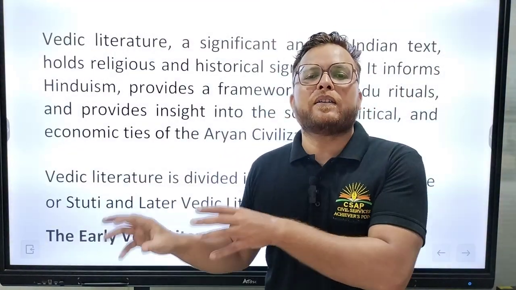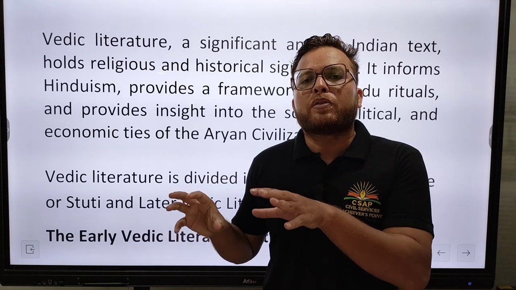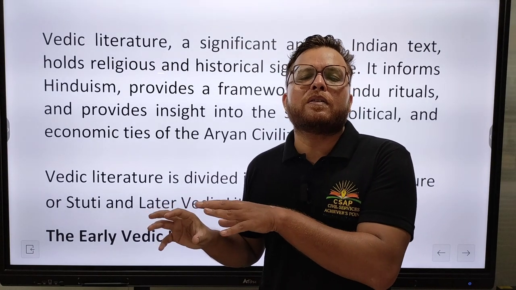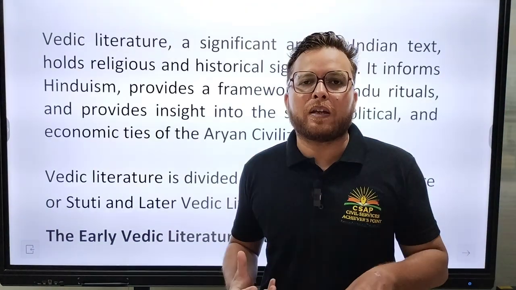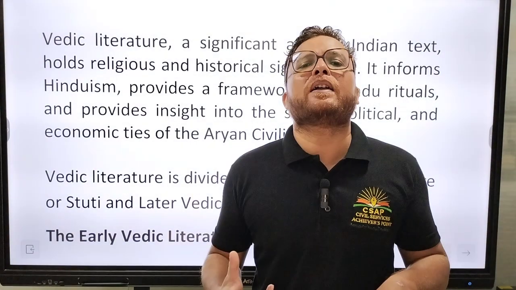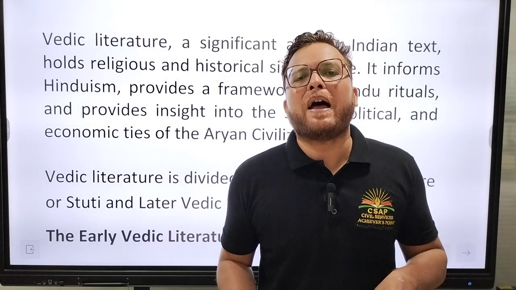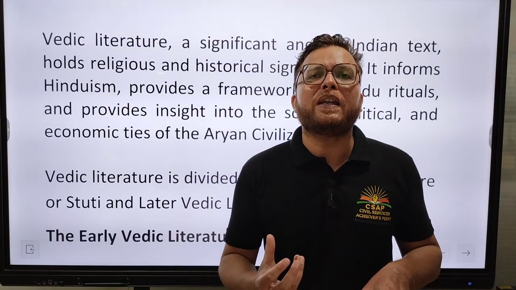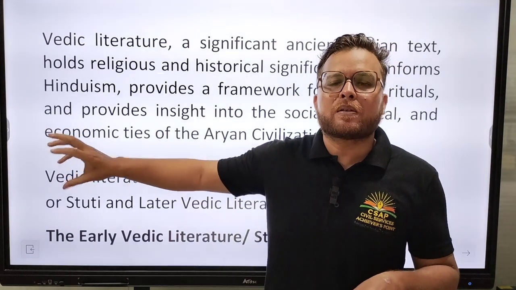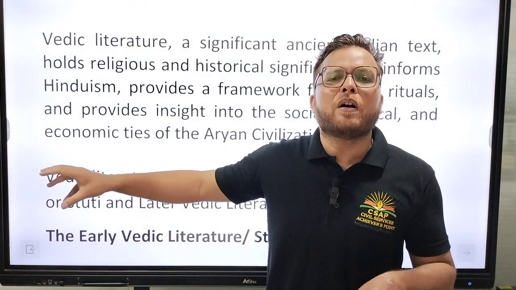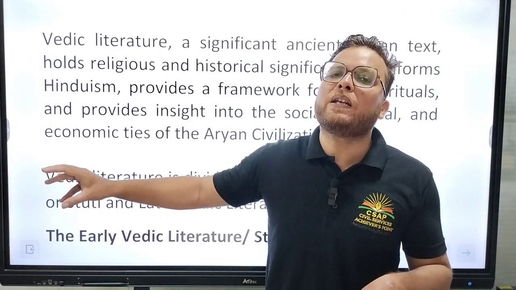Number one is Shruti. The other is Smriti. Shruti is that part of Vedic literature which is believed to have a divine intervention kind of a thing. And Smriti is that part of Vedic literature which does not have a direct divine connection.